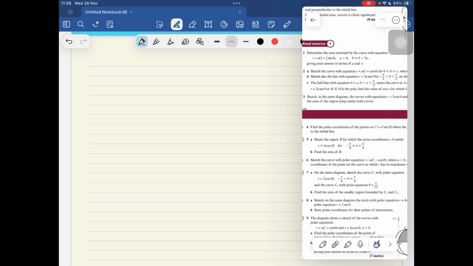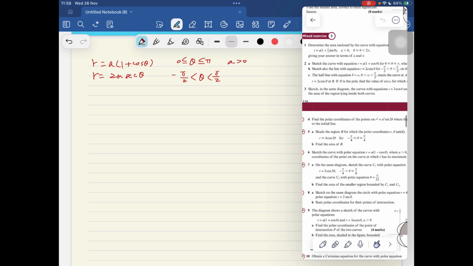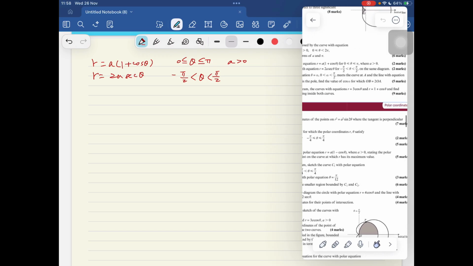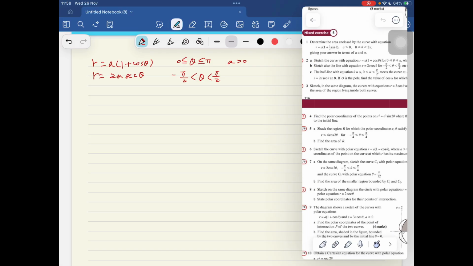Sketch the curve with equation r = a(1 + cos theta), theta between 0 and pi, and a is larger than 0, and the curve r = 2a sec theta for theta between negative pi over 2 and pi over 2, on the same diagram. Then the half line theta = alpha, 0 to pi over 2, meets the curves at A and B. Okay, so let's sketch the curve first.